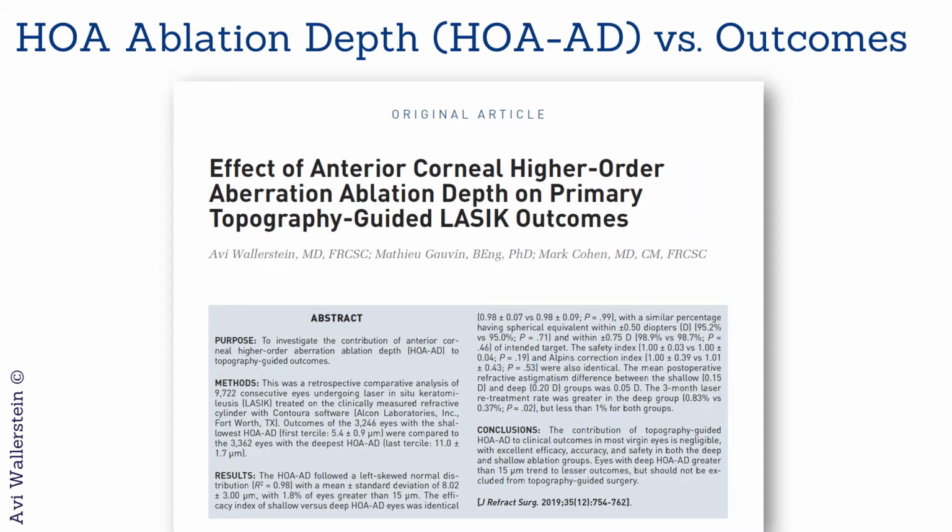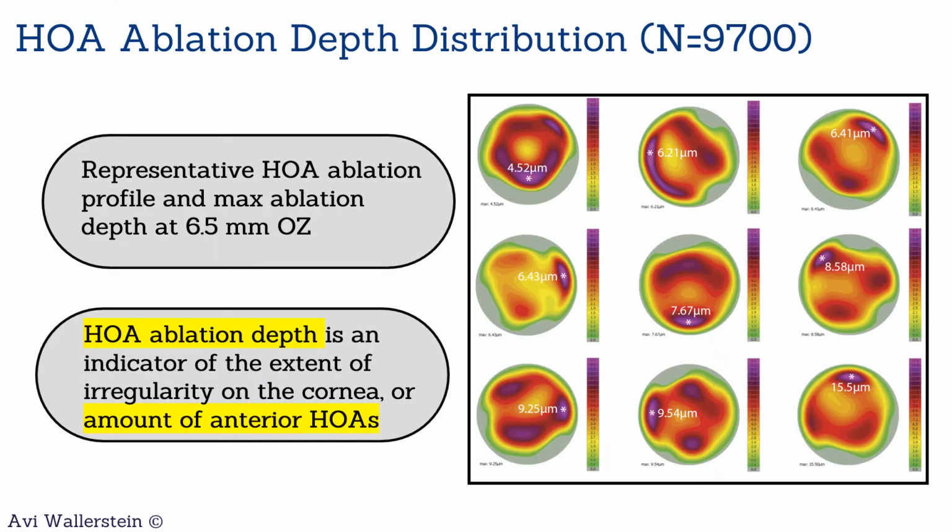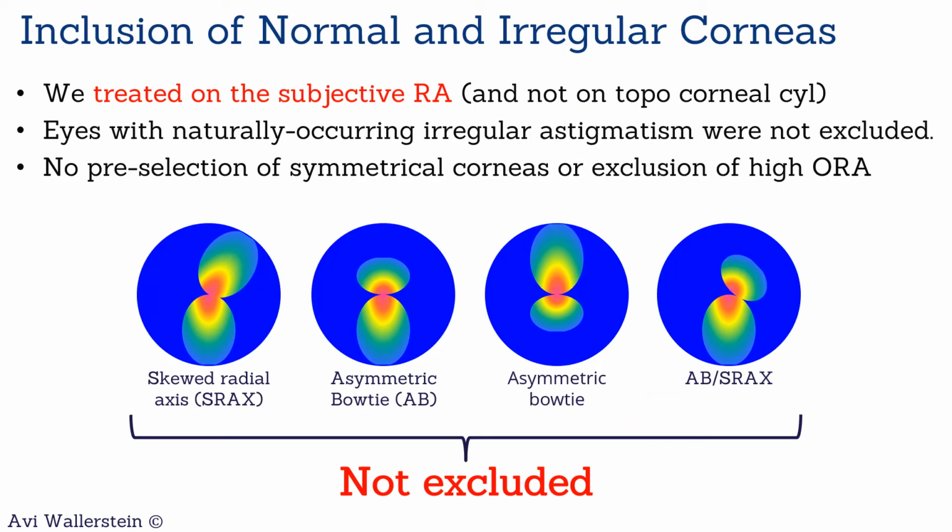With evidence that HOAs do not impact subjective refraction in primary healthy eyes, we set out to determine if treating the subjective refraction would lead to different outcomes in deep versus shallow HOA ablation depth eyes. We see here how HOA ablation depth is an indicator of the degree of irregularity on the anterior cornea, since it is calculated from the amount of anterior corneal HOAs. We treated all eyes with the subjective refractive astigmatism as the input and not topography corneal astigmatism. Eyes with naturally occurring irregular astigmatism or high amounts of HOAs were not excluded.